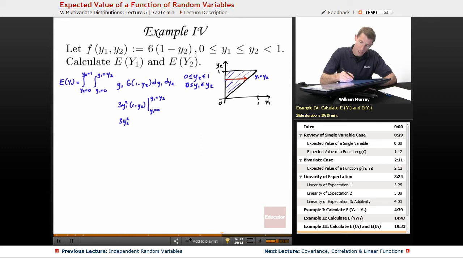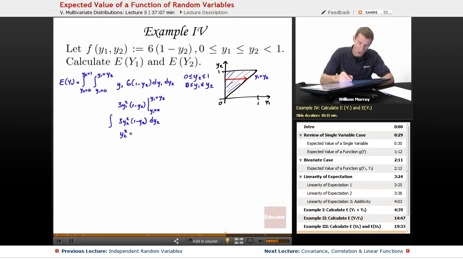3y2 squared times 1 minus y2, and then y1 equals 0 just drops out, so that one doesn't play a role. And so that's finishing the first integral. Still need to integrate that with respect to y2. And so let's see, that's 3y2, whoops, I changed my y1 to a y2. That's very important. So 3y2 squared times 1 is just 3y2 squared. That integrates to y2 cubed minus 3y2 cubed, so I have to integrate that.